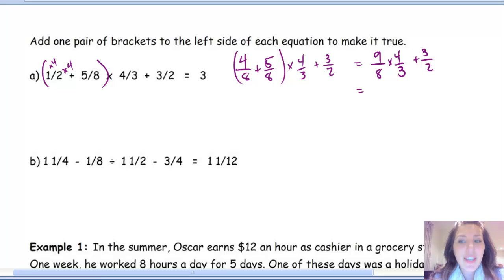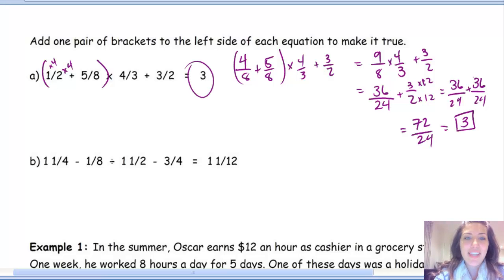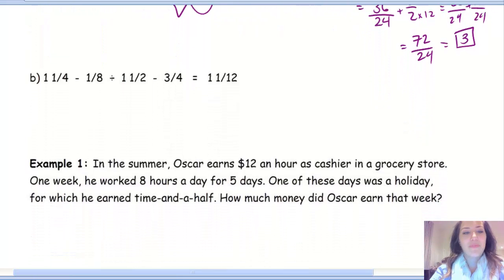Next we do the multiplying. 9 times 4 is 36, divided by 8 times 3 is 24. Plus 3/2. We need to change that to 24. 36/24. 3 times 12 is 36/24. So we've got 72/24, and this can be reduced to 3. Hey, we're right, because the answer was 3. Hooray, that one's correct. Let's try the next one.